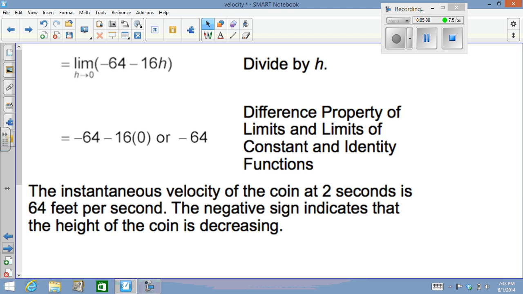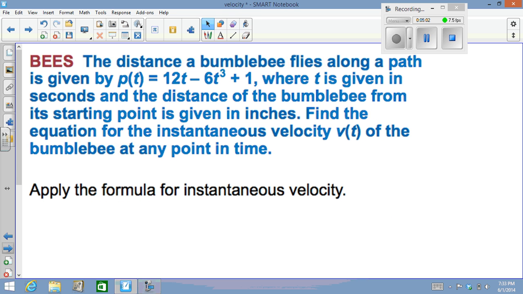So now I have another one, where the distance of a bumblebee is given by that particular path. I don't know who measured it, somebody did. Where t is given in seconds and the distance of the bumblebee from its starting point is given in inches. Find the equation of the instantaneous velocity at any point in time.